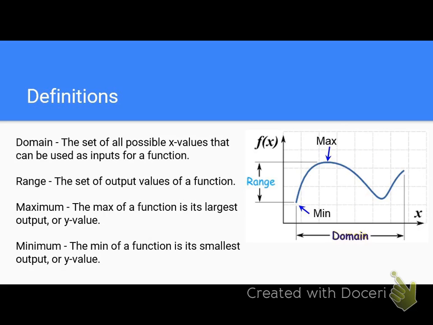Okay, here's our first set of definitions. So domain is the set of all possible x values that can be used as inputs for a function. Range is the set of output values, so the y values. Then the max is going to be the highest output value or the largest y value, and the minimum is the smallest y value.